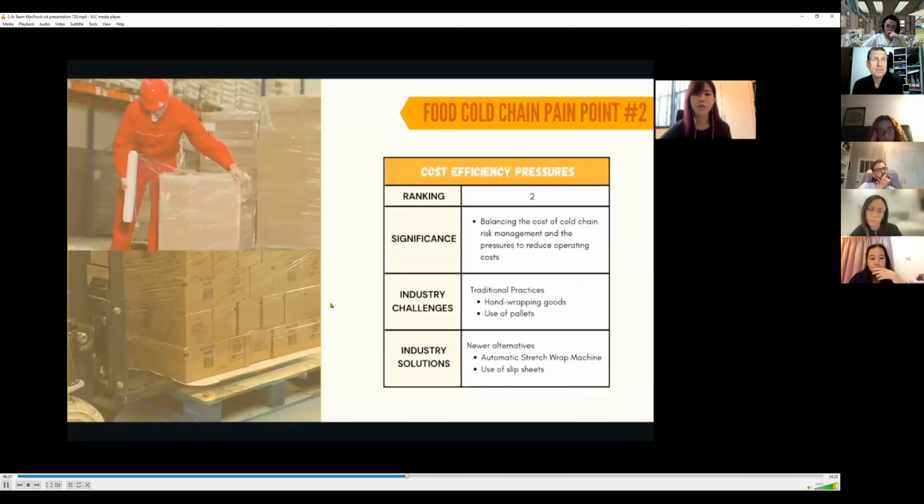To solve this, industry players have turned to automatic stretch wrap machines to ensure uniform wrapping with the least amount of cost. Another challenge would be the use of pallets in warehouses. Okay, let's have a look at another one.